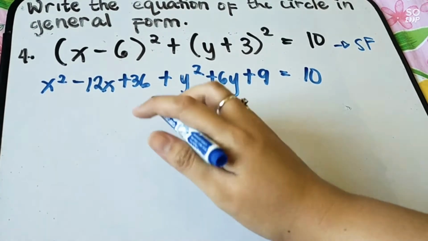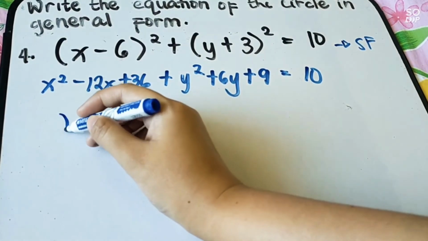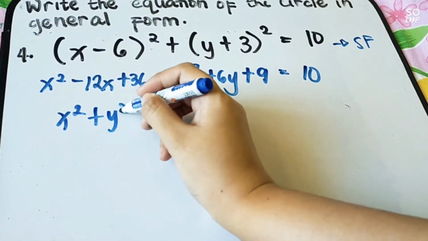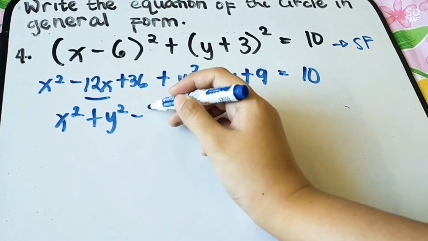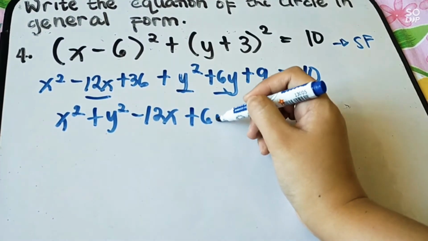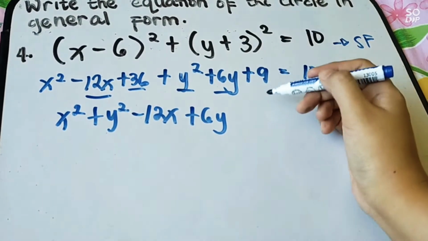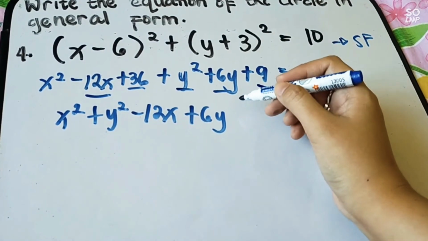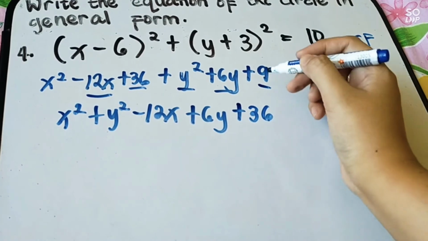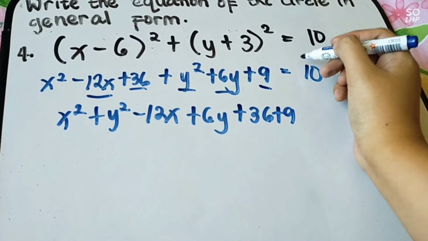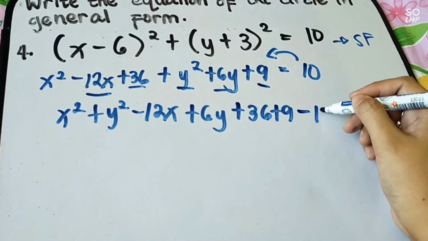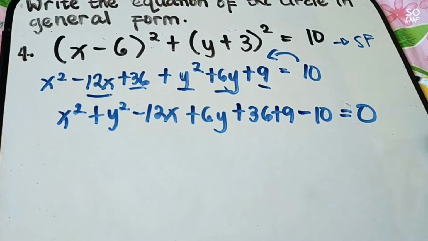As a general form, we have here x squared. Sunod natin is plus y squared. Sunod ay si 12. Minus 12x. Sunod ay si y. Plus 6y. Sunod yung mga walang term, walang variables. We have plus 36, plus 9. Si 10, lipat mo na sa kabilang side. So, magiging na siyang minus 10 equal na sa 0.